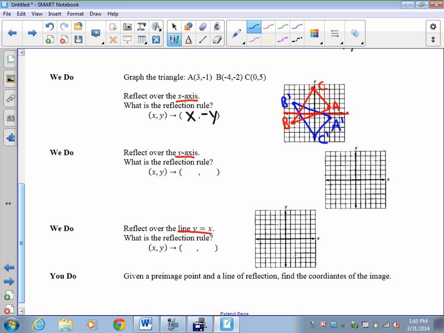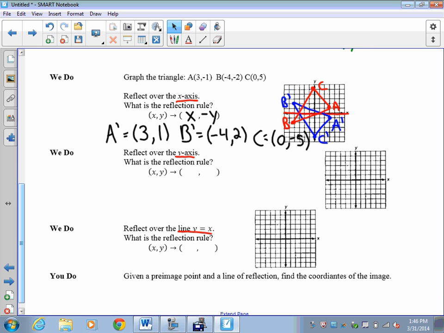So whenever we apply that, we're going to have A prime is equal to 3, positive 1, because negative 1 is going to be positive. B prime is going to be equal to -4, positive 2. And C prime is going to be equal to 0, -5. That's what happens whenever I apply the rule. So we have the graph and we see how it compares to the rule.